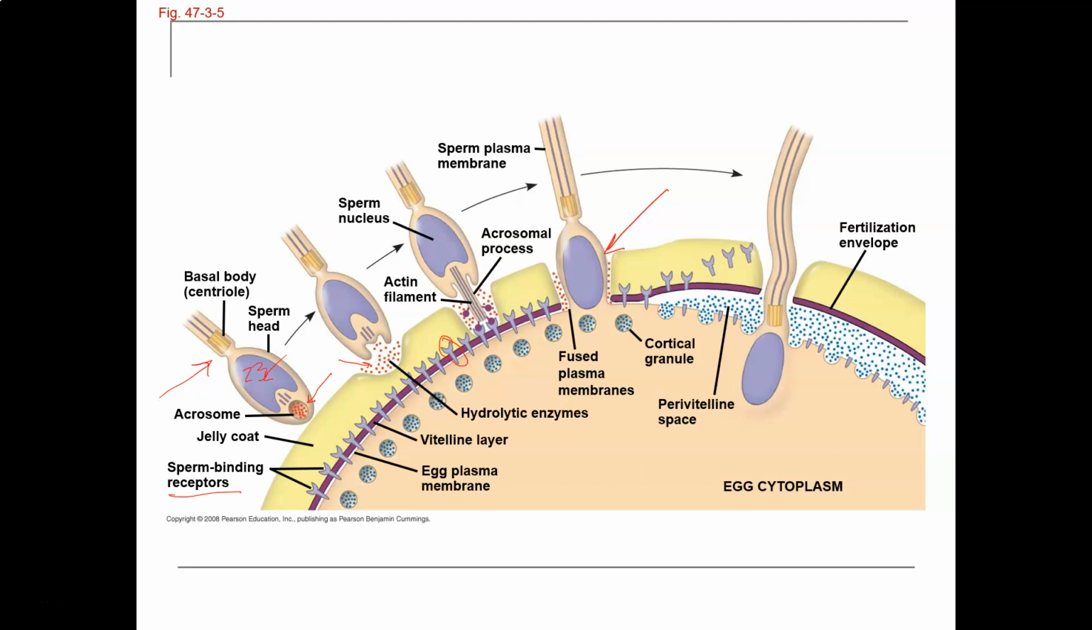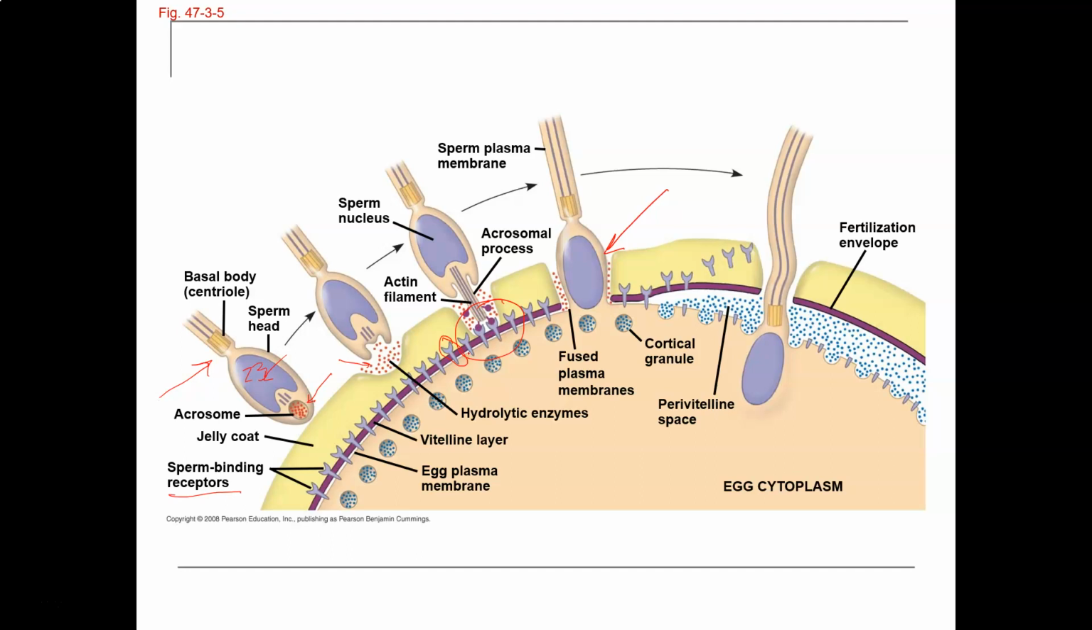We call it the block to polyspermy, too many sperm. So there's a block to prevent that. There's actually two main blocks. The first one you can't see in this picture, but they call it the fast block. And it happens when the first sperm head contacts these egg receptors, sperm receptors on the egg.